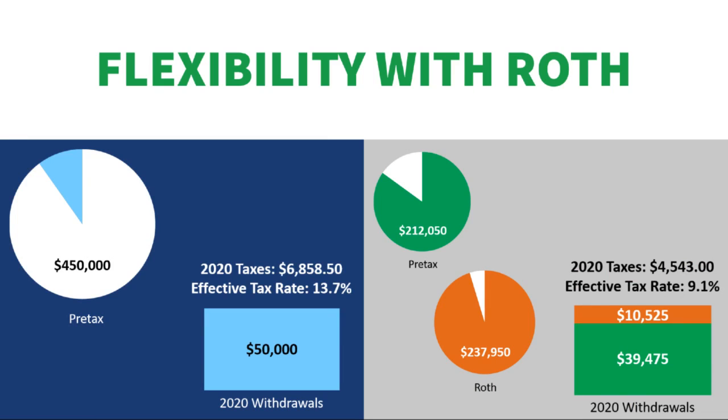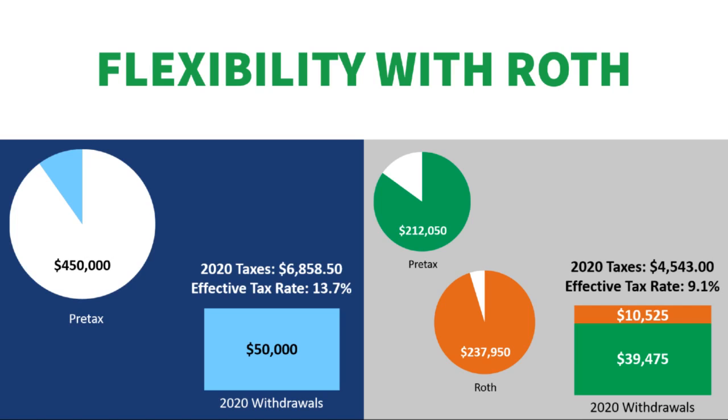That's our example on the right-hand side. Remember that tax bracket that I mentioned, the 12%, it goes up to $39,475. So to stay below a certain tax bracket, you could take up to $39,475 out of your pre-tax bucket of money in your account and stay below that 12% bracket.